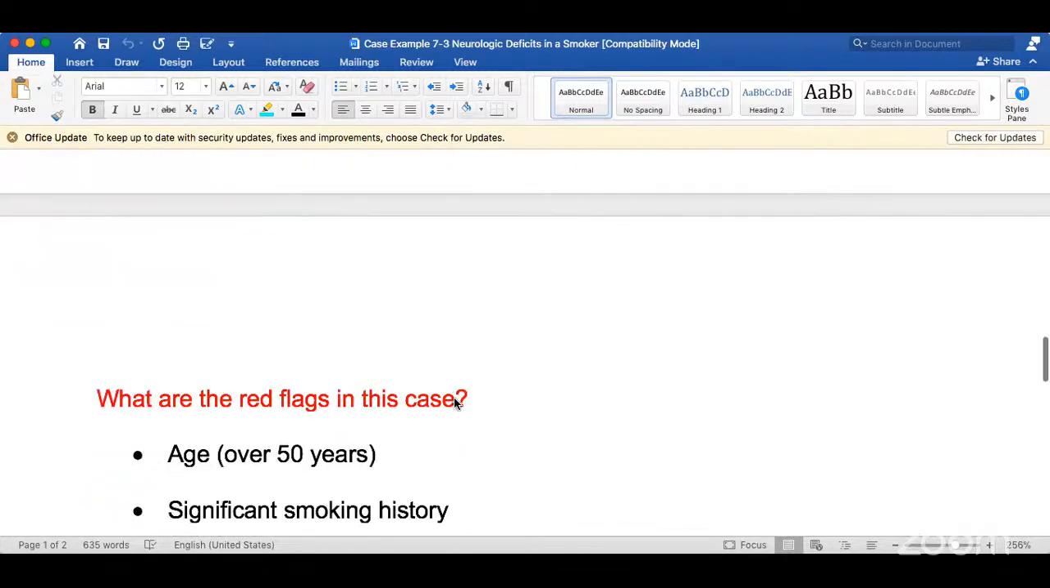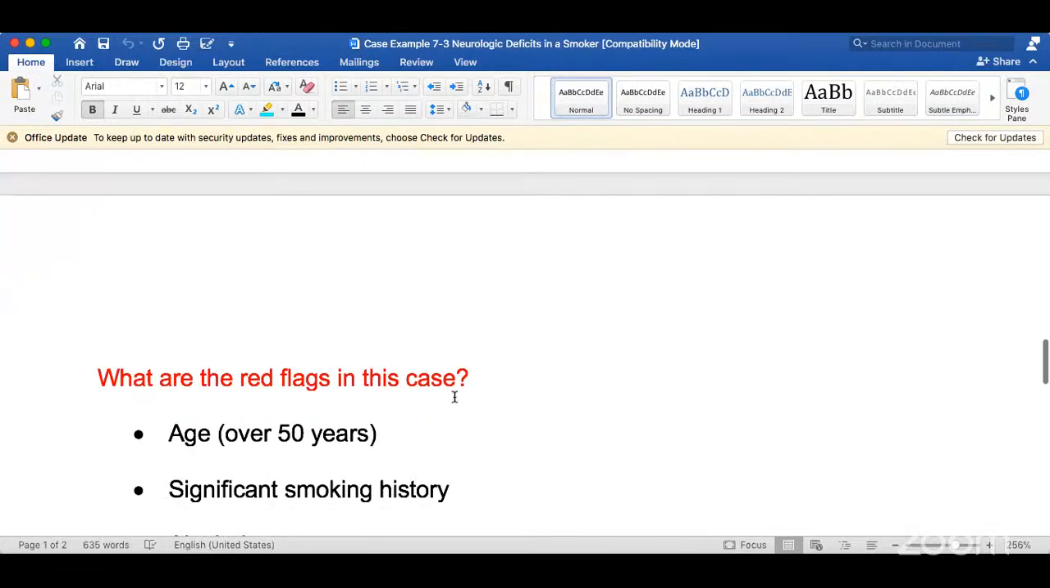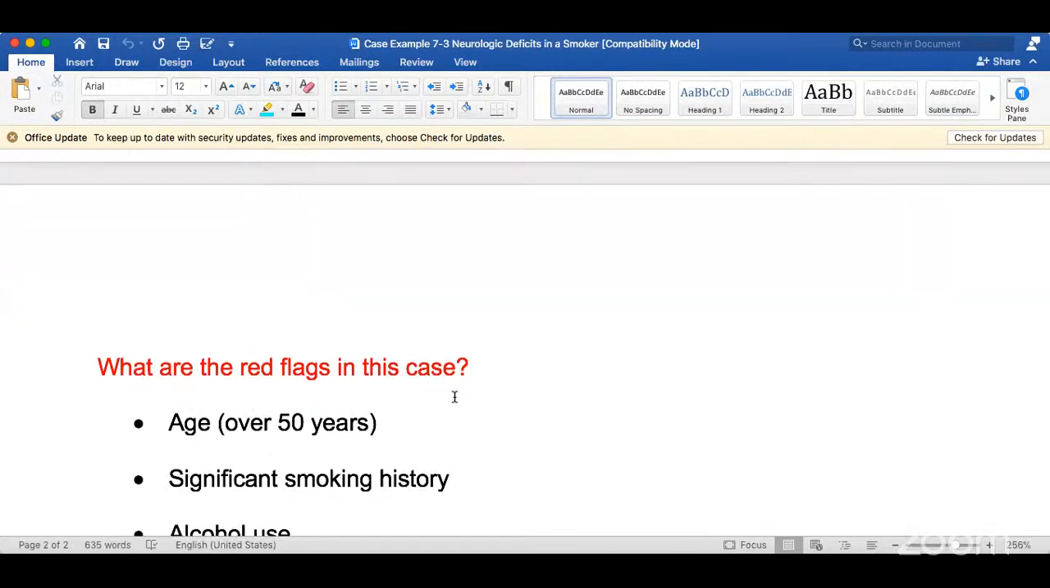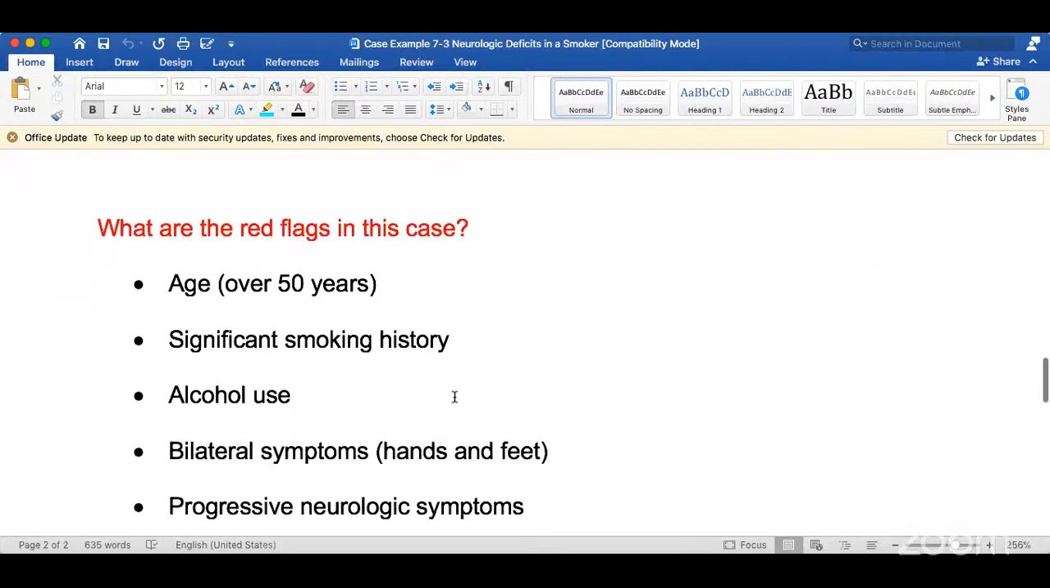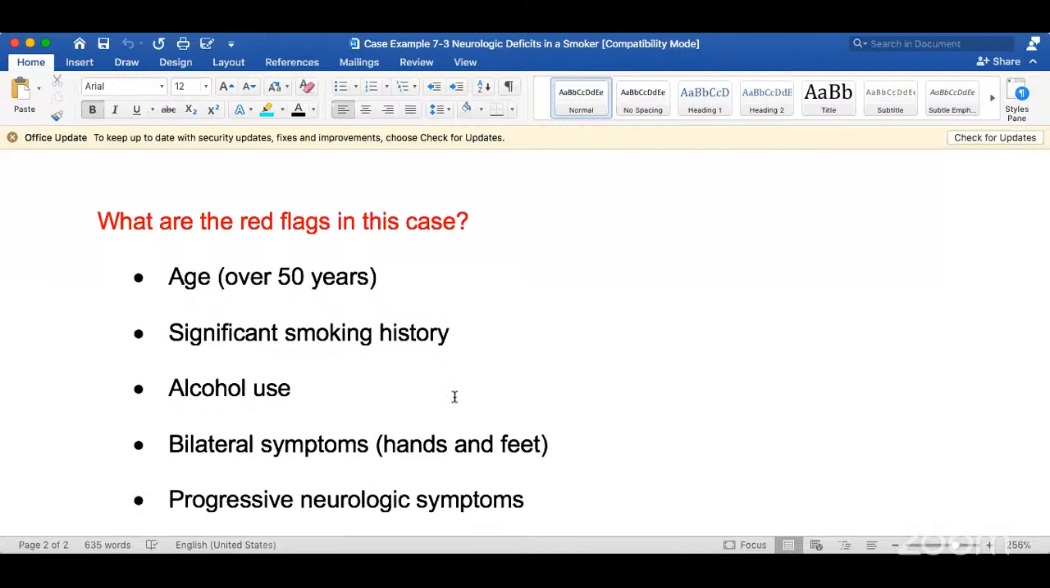Now, number 1, the question was, what are the red flags? So age over 50 years, significant smoking history, alcohol use, bilateral symptoms, and those that are on the chat forum. I didn't read them out because you are posting things that were similar to what was being said on the platform, because I saw issues like yellow flags due to the alcohol and smoking and the progressive weakness of the extremities.